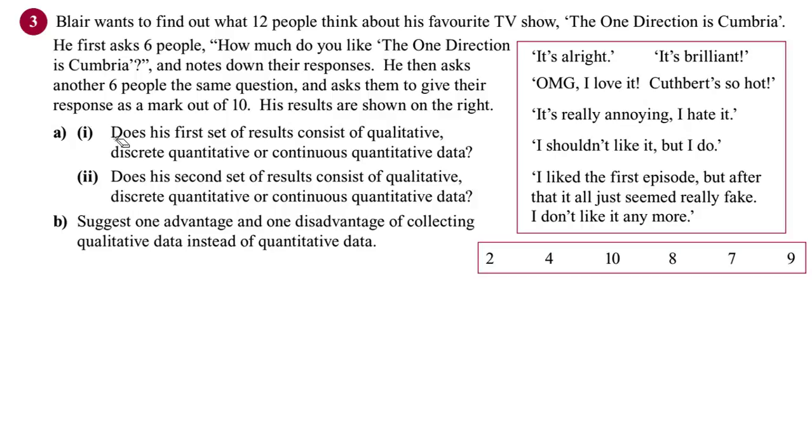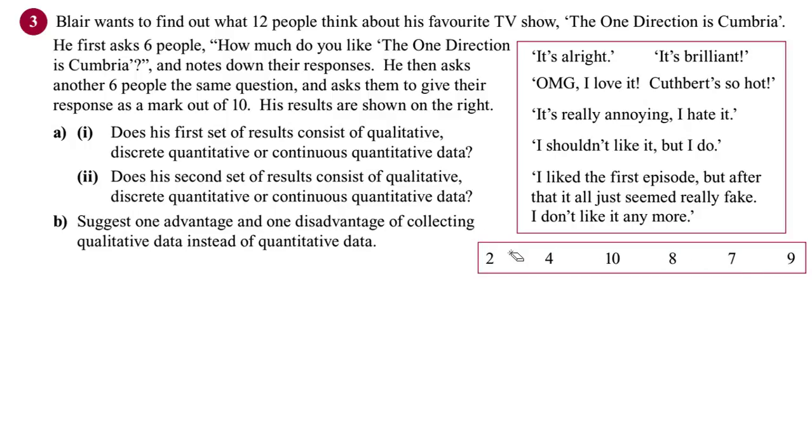So question 1 says, does his first set of results consist of qualitative, discrete quantitative, or continuous quantitative data? These are results described in words. Anything described in words is always qualitative. Okay. Does the second set of results consist of qualitative, discrete quantitative, or continuous quantitative?